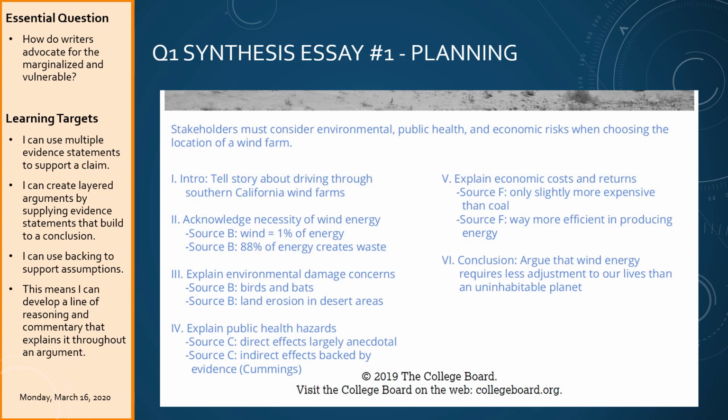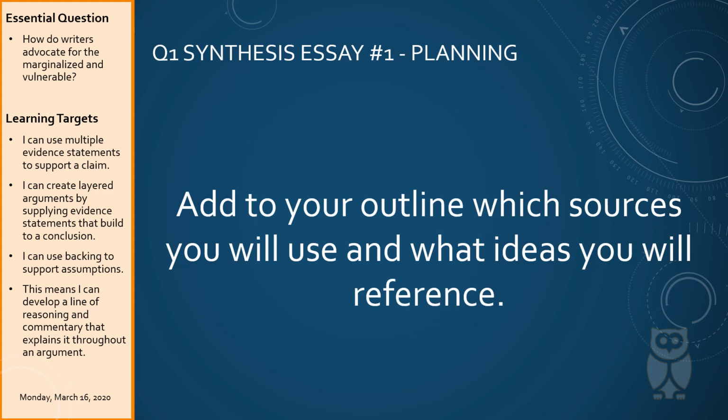Note how one of my ideas from source C, I put Cummings in parentheses. That means I'm going to talk about something that was quoted by Dr. Cummings. So I just wanted to note that that's coming from him and not from the author of source C. Then I get to paragraph 5, where I'm going to draw from source F, which is that lovely chart. And that's it. Those are my 3 sources, B, C, and F. No brownie points for going any more than 3. All right, at this time, go and add to your outline which sources you will use and what ideas you will reference.